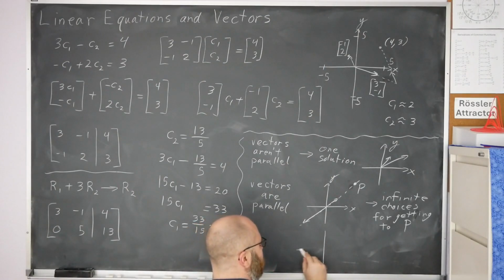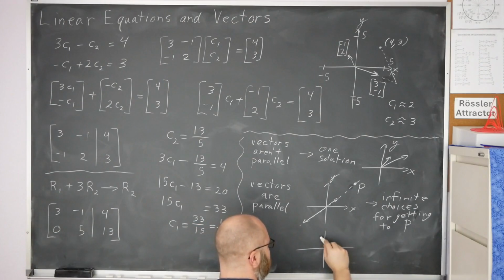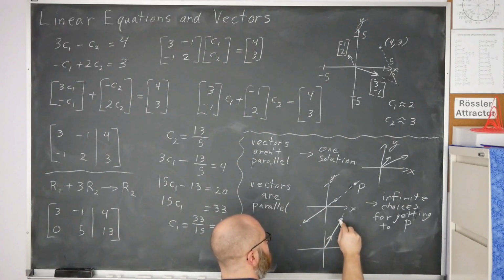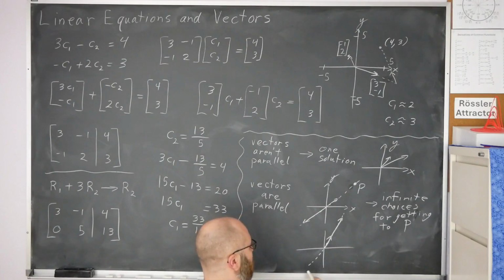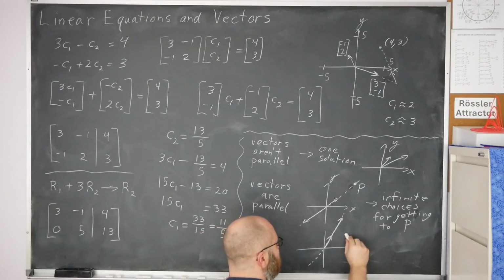What if the vectors are parallel? So here, let's see. All right, like that. And the other vector is like that. So I can solve for those. That's the line they lie on. And what if I want to solve for P?